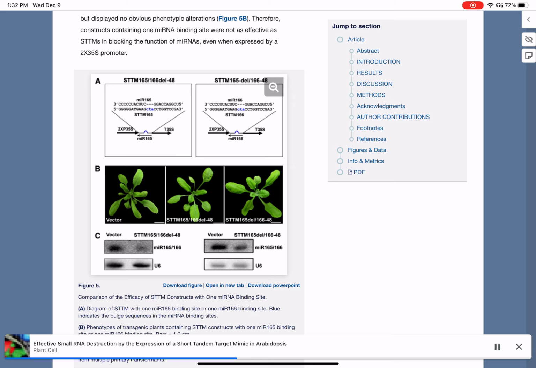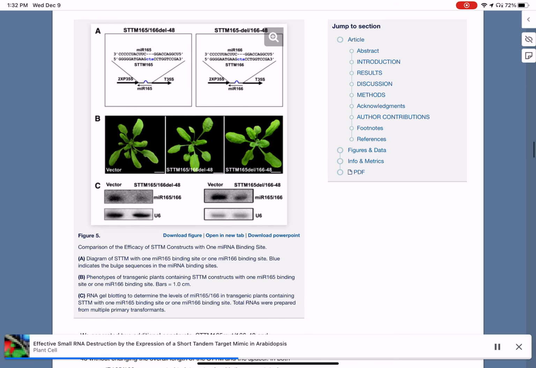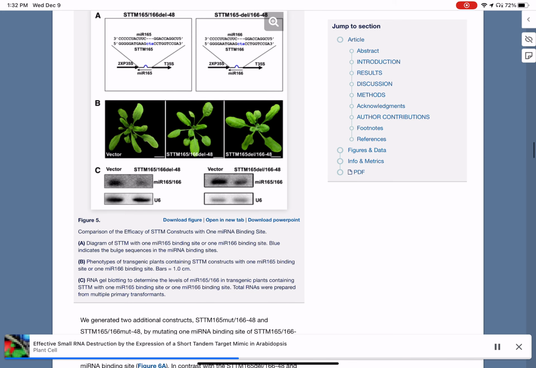Comparison of the efficacy of STTM constructs with one mRNA binding site. A. Diagram of STTM with one Mir-165 binding site or one Mir-166 binding site. Blue indicates the bulge sequences in the mRNA binding sites. B. Phenotypes of transgenic plants containing STTM constructs with one Mir-165 binding site or one Mir-166 binding site. Bars equal 1.0 centimeters. C.